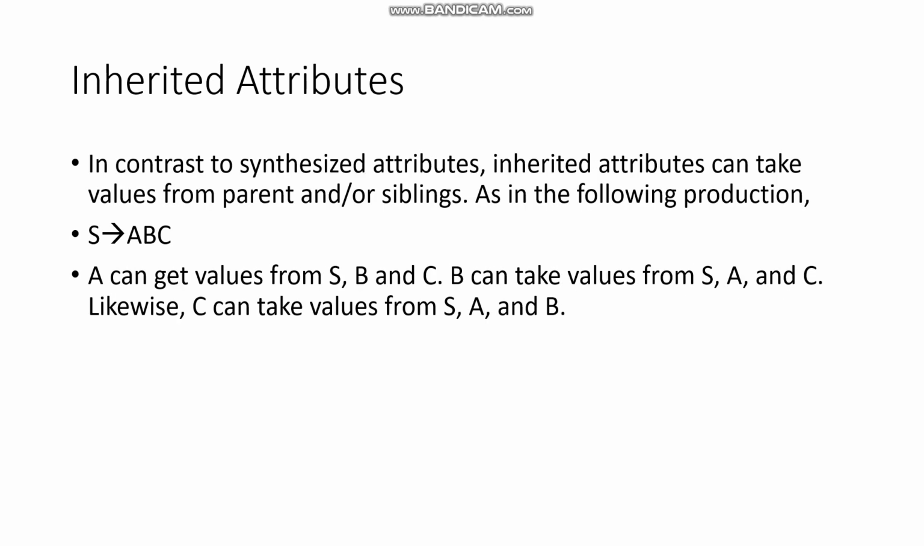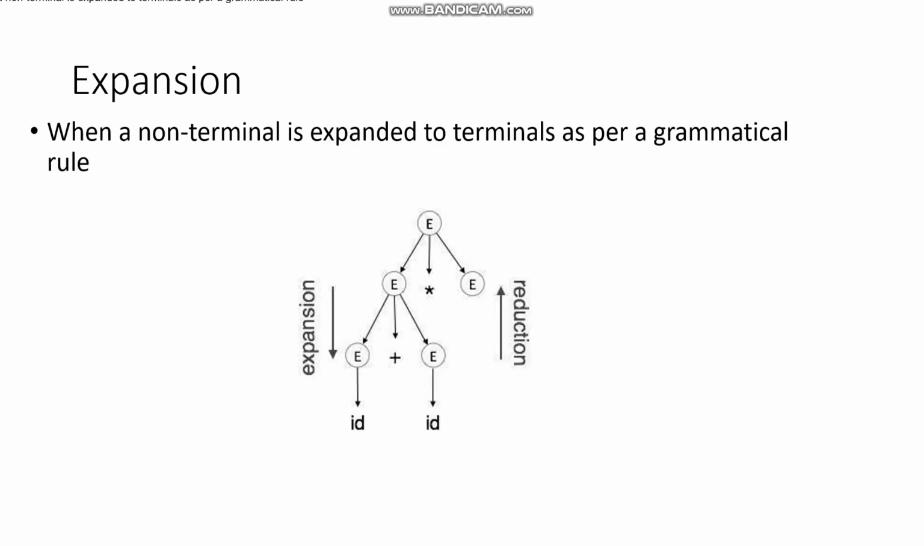Next, inherited attributes. Here, in contrast to synthesized attributes, they can take values from the parent or sibling. It is the reverse scenario: A gets its value from S, B, and C; B gets its value from S, A, and C; C gets its value from S, A, and B, likewise. The next concept is expansion and reduction. Reduction is how it goes from child nodes to the parent node, whereas expansion is from the parent node to the child nodes.